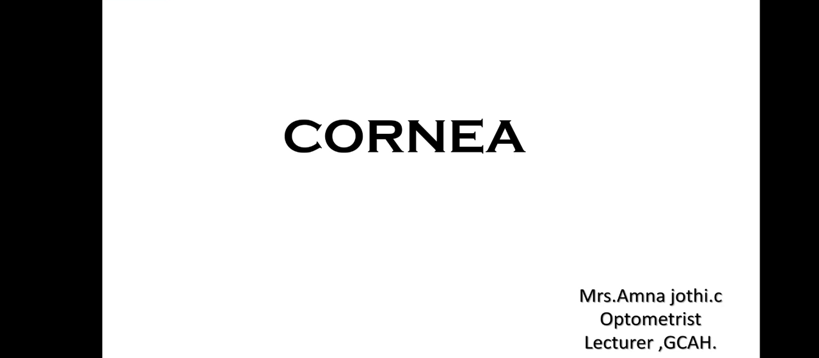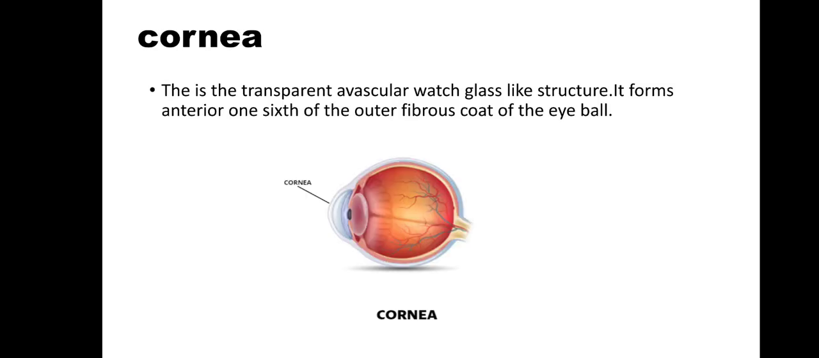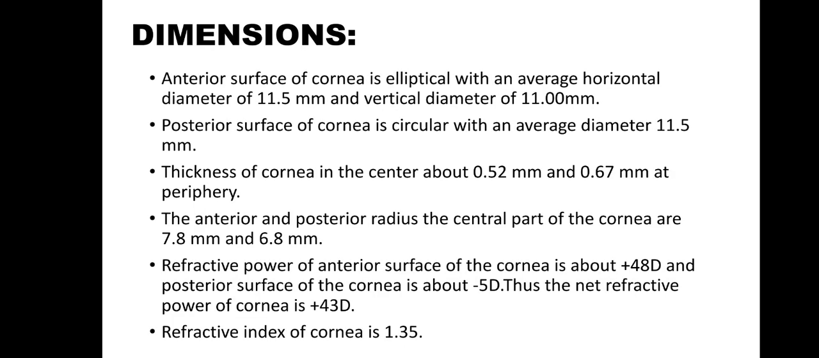Histologically, the cornea consists of 5 distinct layers from anterior to posterior. These are epithelium, Bowman's membrane, substantia propria, that is stroma, Descemet's membrane, and endothelium. This is a microscopic structure of the cornea, consisting of the layers epithelium, Bowman's membrane, stroma, Descemet's membrane, and the last layer is endothelium.